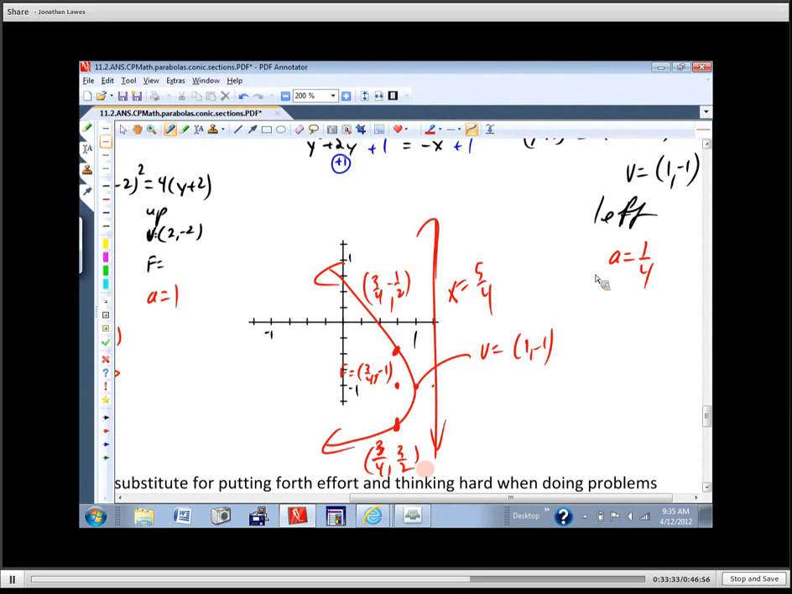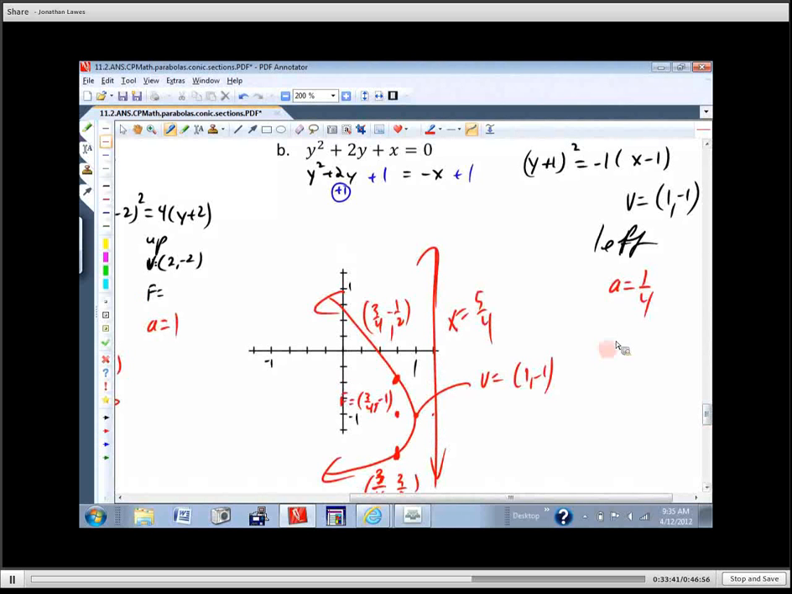Okay, are there any questions? What was the latus rectum? The entire length of the latus rectum was 1 unit. So if the whole thing was 1 unit, then that's 4A, so A is 1/4. Okay? All right. Grab your books if you would, please.